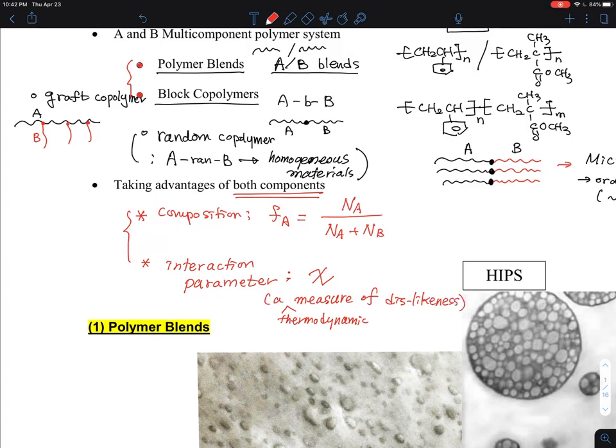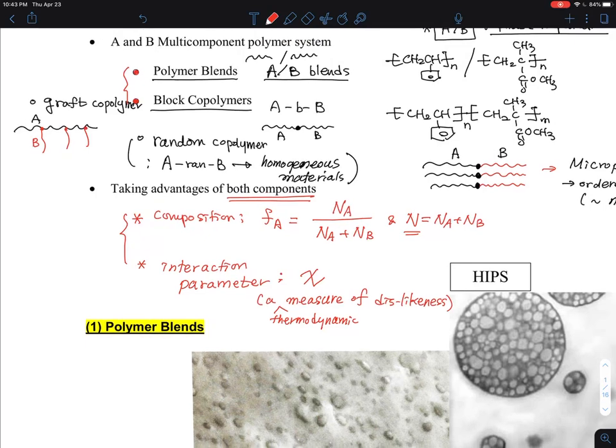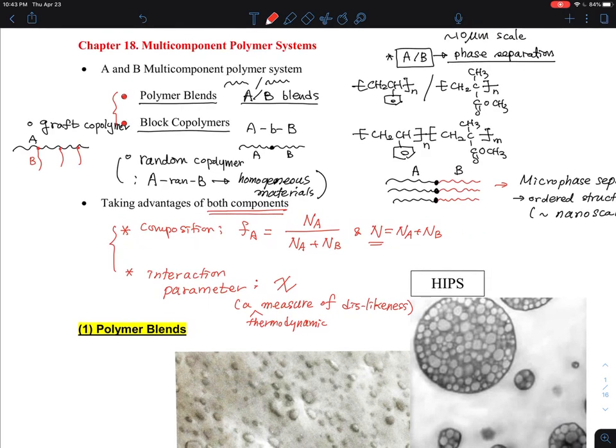Okay, let me just leave it that way. And composition, and then the total molecular weight, Na plus Nb. It's also somewhat related to the entropy term of the system. So those are related to the phase separation of the system. But you're trying to really make, for example, a hard, brittle material and also a soft, flexible, stretchable material. Can you combine those two to maximize their mechanical properties?